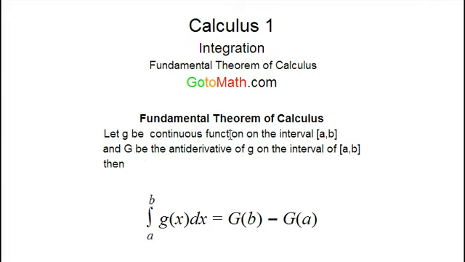Let g be continuous functions. So usually in calculus, most of our functions need to be continuous. In this particular one, we're on a closed interval between a and b, and G be an antiderivative of g on the interval ab. Then this is true. So let's actually look at some examples of this theorem.